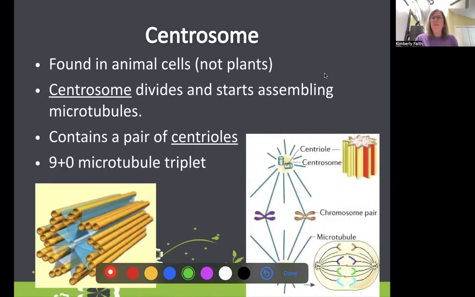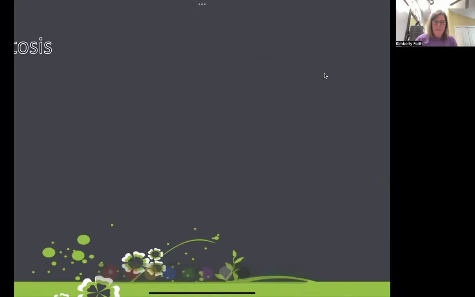Now, kind of where all these master controls are coming from is the centrosome. And the centrosome is made up of two centrioles. You see them here. And then we have the spindle fibers coming off of those centrioles. We talk about the centrioles having this 9+0 triplet organization. So we have 1, 2, 3, 4, 5, 6, 7, 8, 9. And we don't have any in the middle, which is where the 0 comes from. So this is how those are organized there.